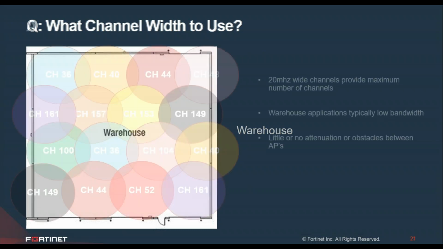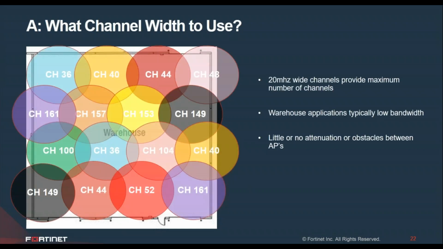In this case, I went with the small 20 megahertz wide channels, and that provides me the maximum number of channels, minimizes my interference and my requirement to reuse channels. Typically in a warehouse, it's a low bandwidth application. I might be doing inventory with barcode scanners, and I don't need the performance of a 40 or a 80 megahertz wide channel necessarily. So I can get away with using a 20 megahertz wide channel here.